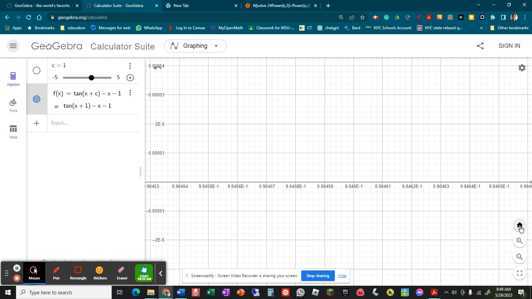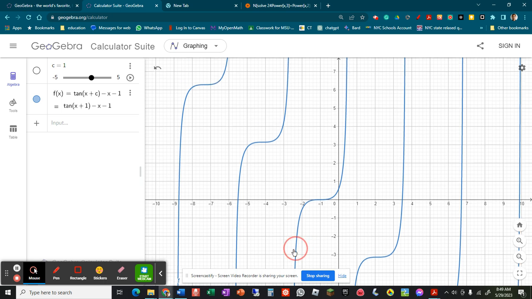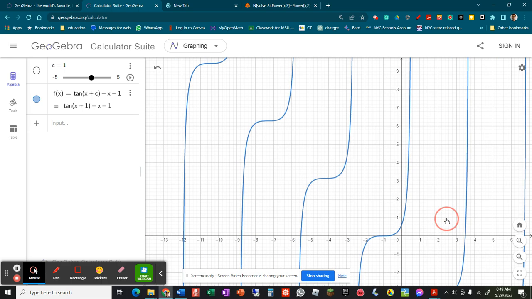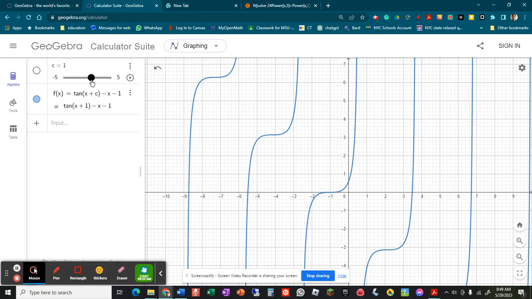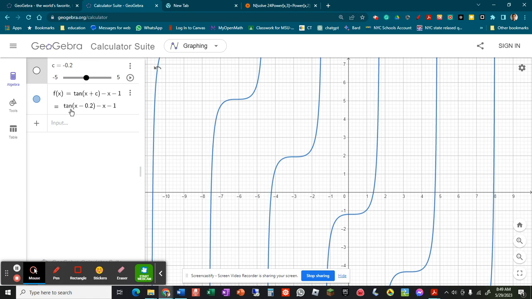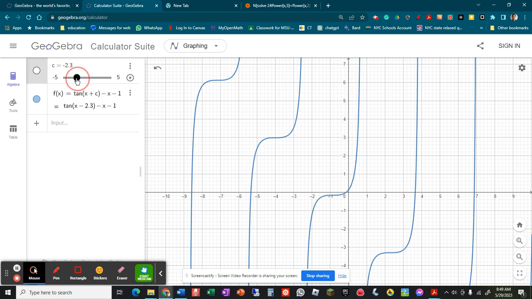Let me put the home view. Oh, very good. Not bad. We expect a graph something like that, right? It should be something like a tangent graph, but of course you have this minus x, so that will distort it a little bit. And you can play around with this c. In this case c is inside the parenthesis, so it somehow just moves right and left, but it's actually not exactly that. It's actually going that way. Wow, it's like a wave function.